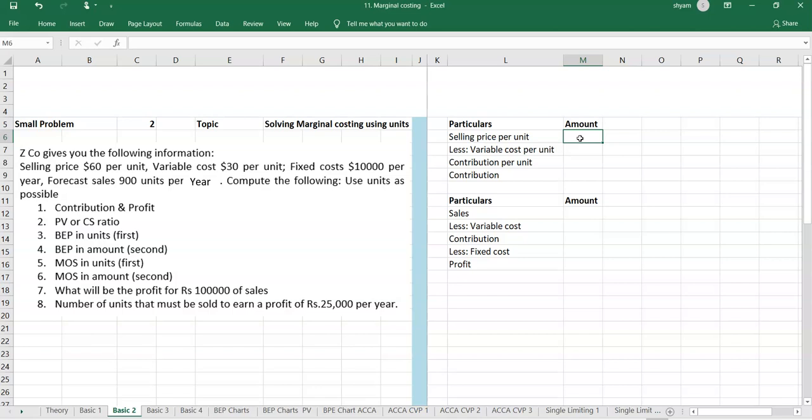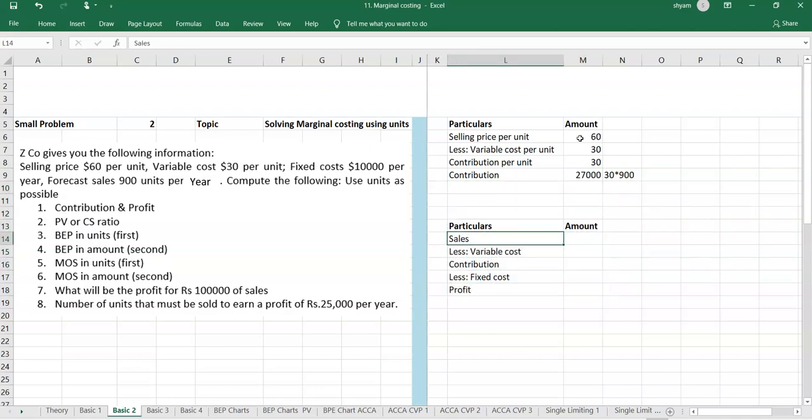So we can work out in both ways. We'll work out in per unit itself. So selling price is 60, variable cost is 30, contribution per unit is 30. Contribution total should be 30 into 900 units. So that leads to 27,000. And fixed cost is 10,000. So thereby profit should be 17,000.